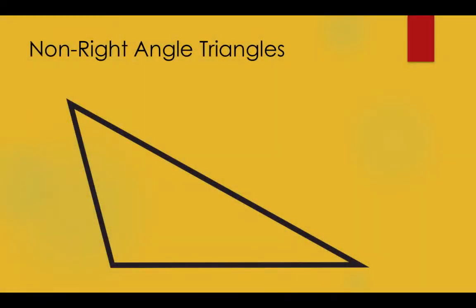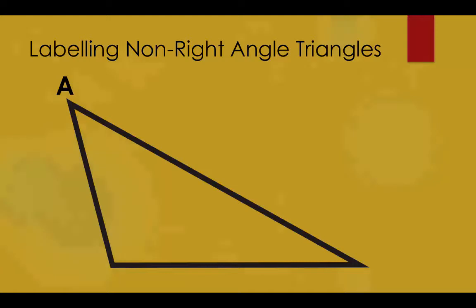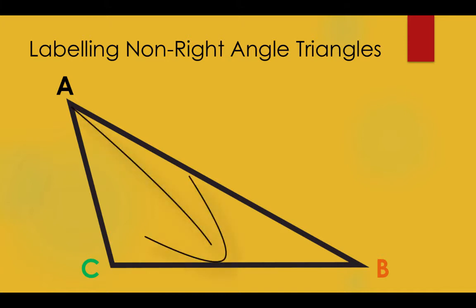Labeling is arbitrary as there's no right angle, but we use the same standard technique of labeling the vertices or angles with uppercase letters and the side lengths with lowercase letters. Vertex A, vertex B, and vertex C. Side a will be opposite vertex A, while side b will be opposite vertex B, and side c will be opposite vertex C.